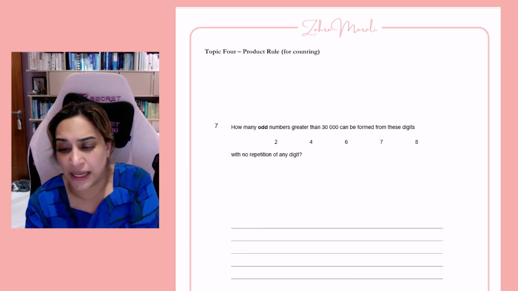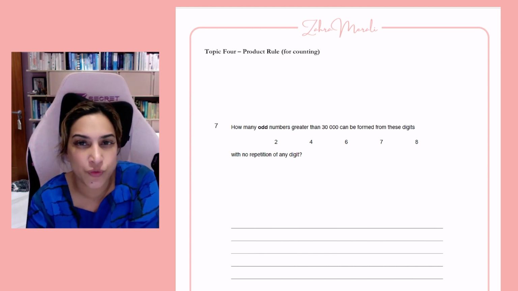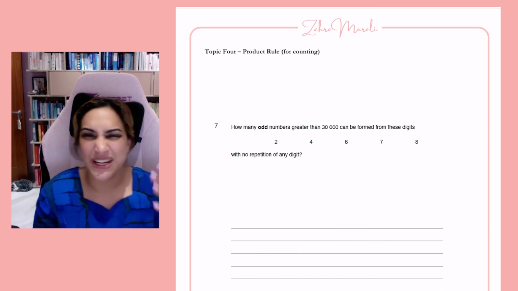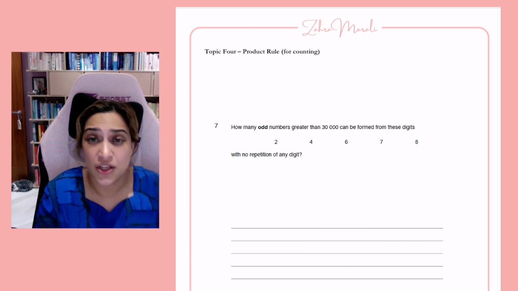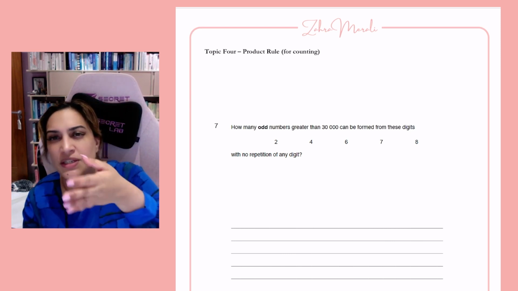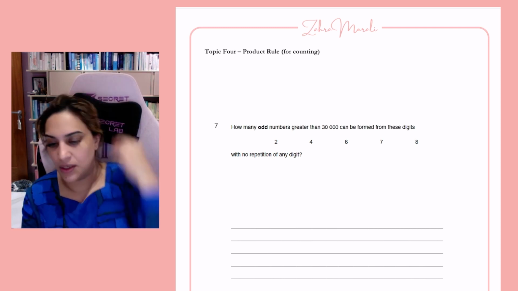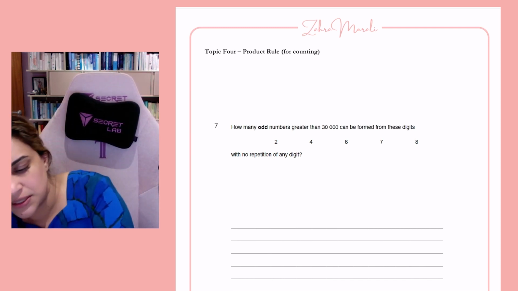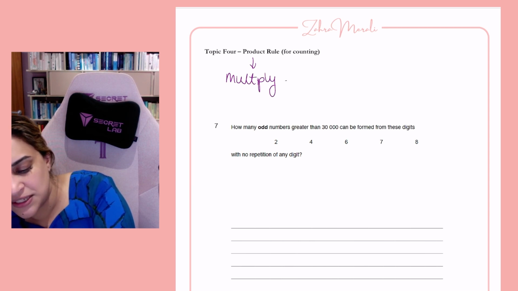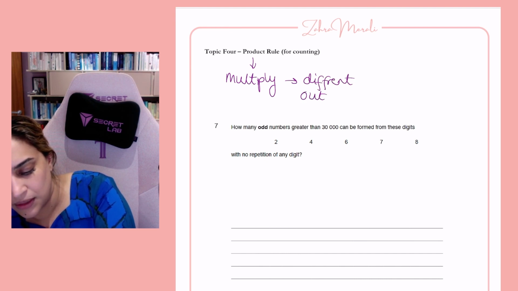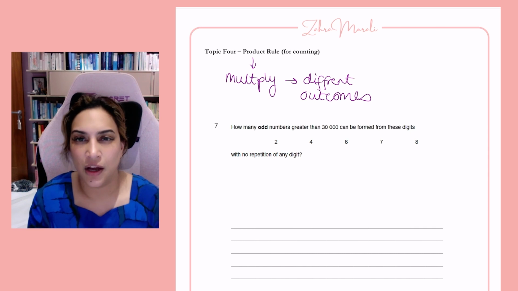The final topic that we're going to look at is the product rule for counting. The reason it's called the product rule is that product means times, so you're multiplying all the different possible outcomes. So your product essentially means multiply, and you're looking for all the different outcomes. So let's have a look.